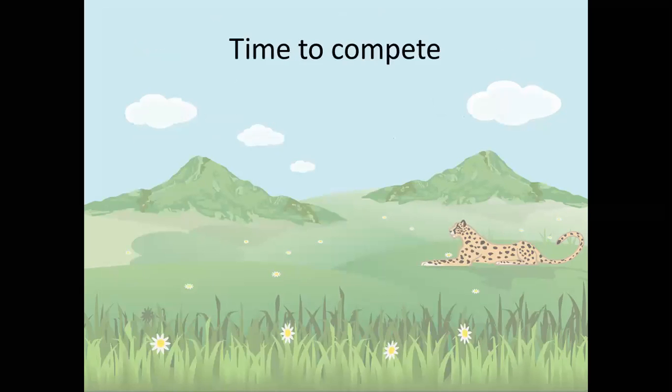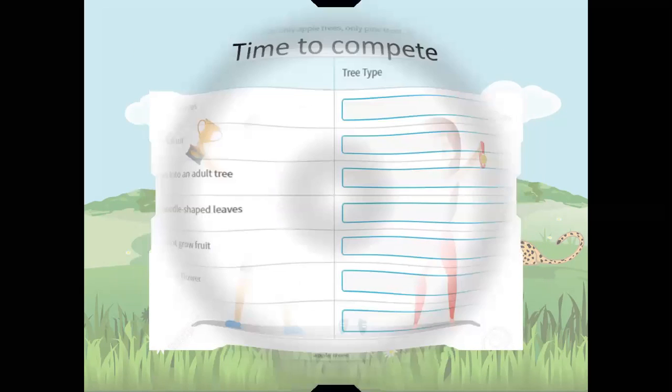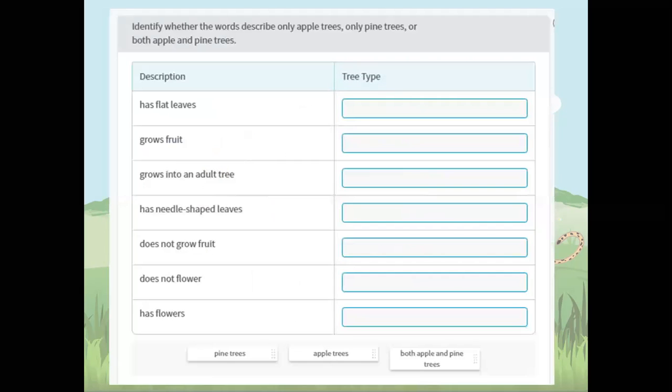Now it's time to compete. We are going to have some questions to answer together. Here we have characters and we have to write the type of the tree: if it's pine tree, if it's apple tree, or if both of them have this description or character. Let's start with one. Has flat leaves. Which one has flat leaves? Apple or pine tree? Apple tree. Excellent.